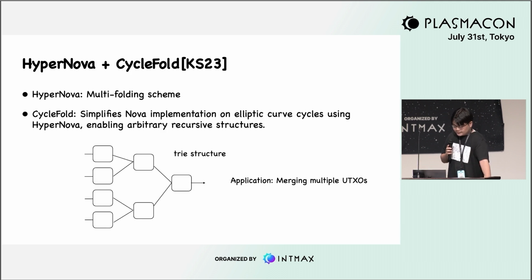As the latest results on Nova for client-side validation, we have HyperNova and CycleFold. HyperNova enables the folding of multiple instances. Also, CycleFold simplified the previously complex instantiation of Nova on a cycle of elliptic curves. These two achievements made recursive proofs of tree structure possible. This allows, for example, merging multiple UTXOs into a single UTXO.